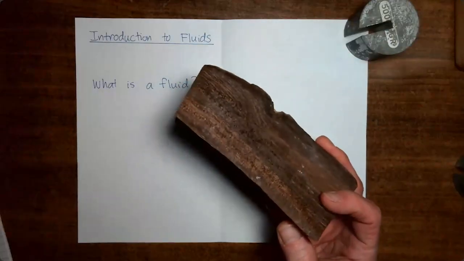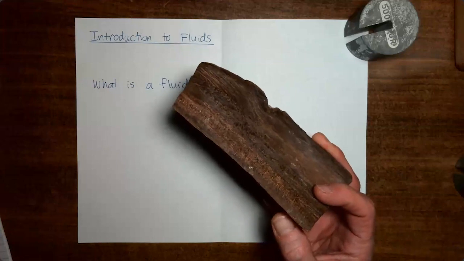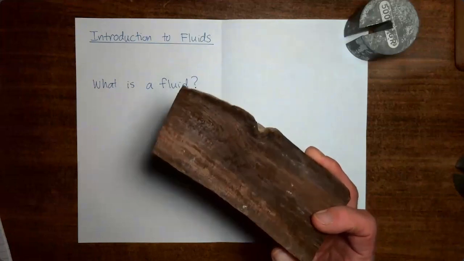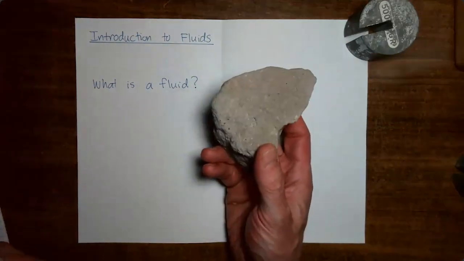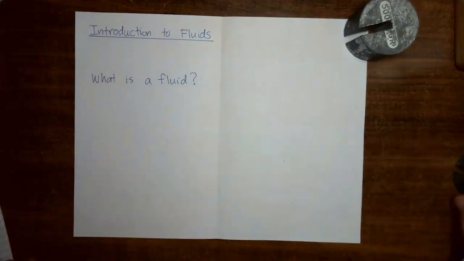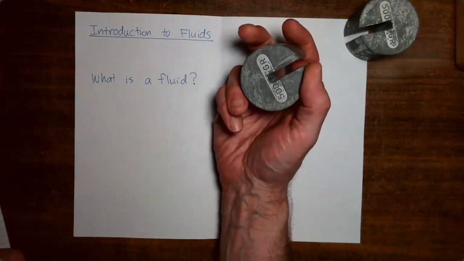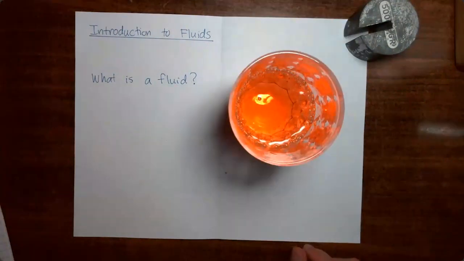Let's start by looking at some examples. Here I have a piece of wood. Is that a fluid? No, that's a solid. How about a rock? Is that a fluid? No, that's also a solid. Or my metal paperweight here, is that a fluid? Nope, also a solid.